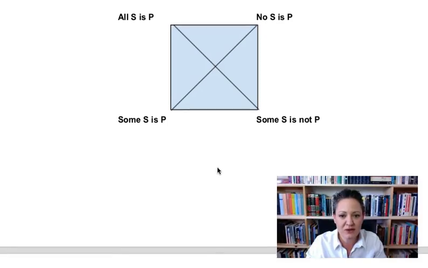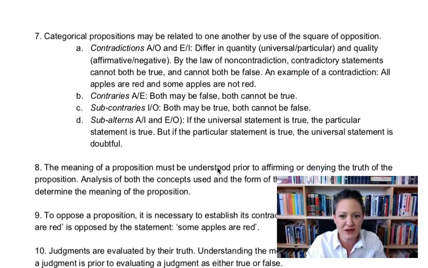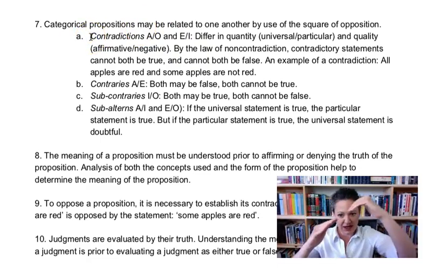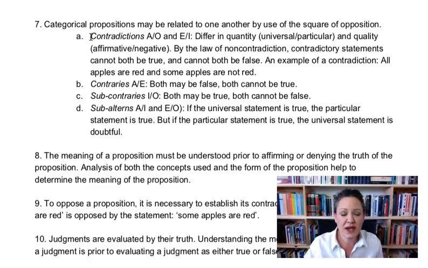We're going to lose the square for a minute and go down here and see how they're related. The categorical propositions may be related to one another by use of the square of opposition. I will try to draw your attention to it, but maybe you can have the handout in front of you while I go over this. Contradictions are the diagonals: A and O, all or some is not, and E and I, none or some.